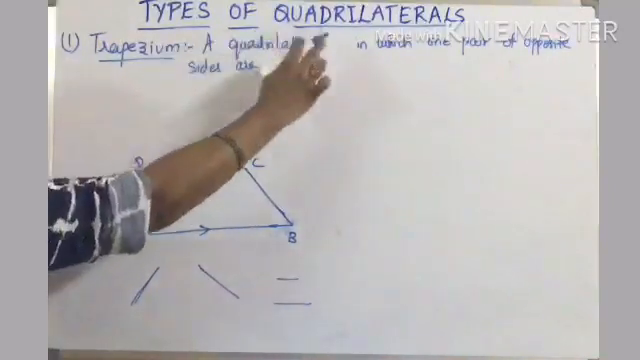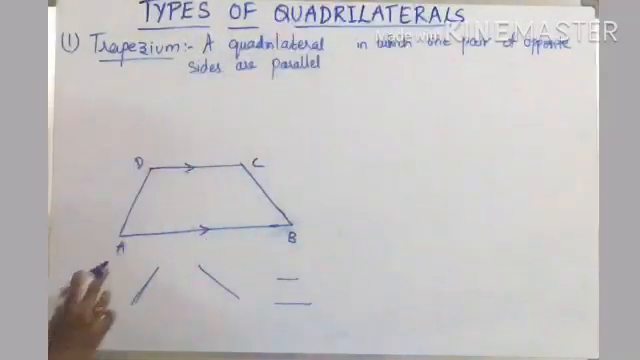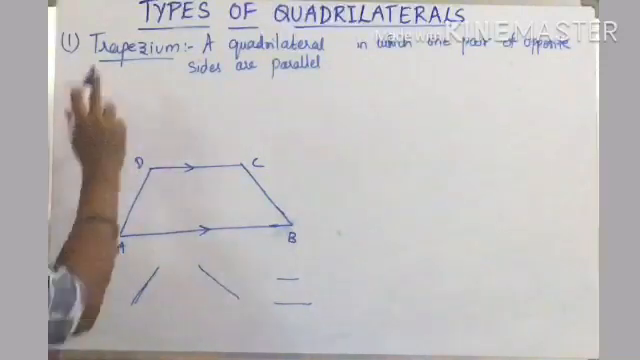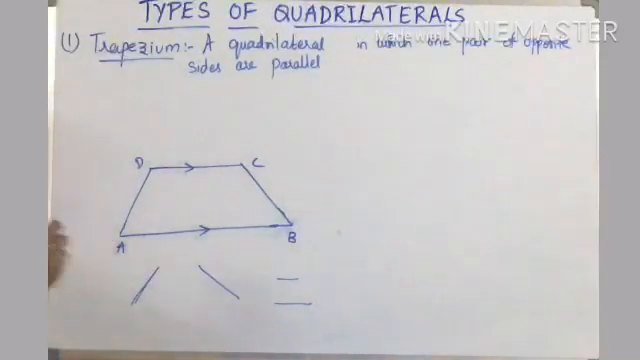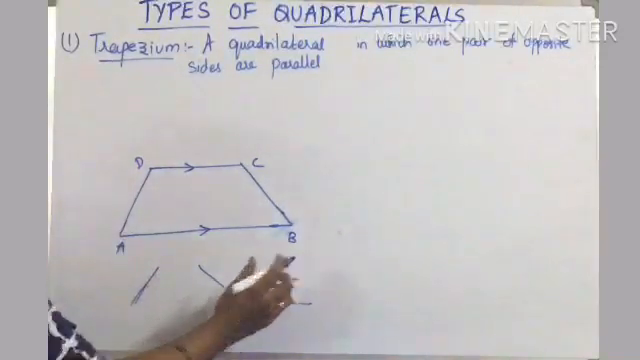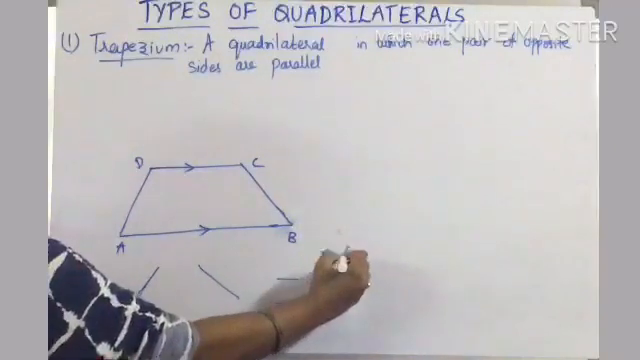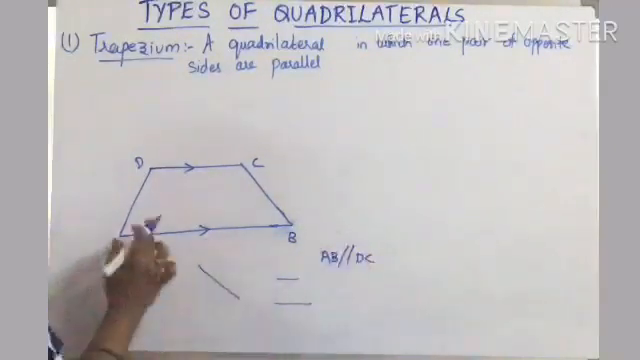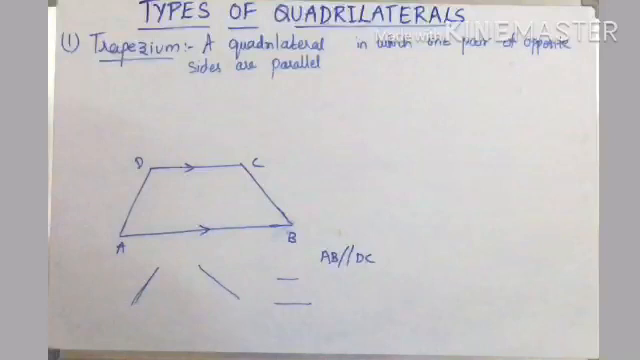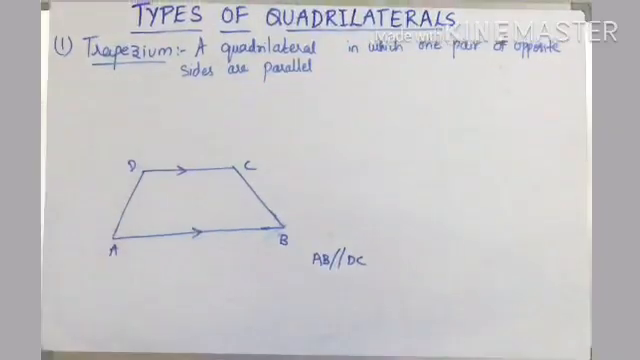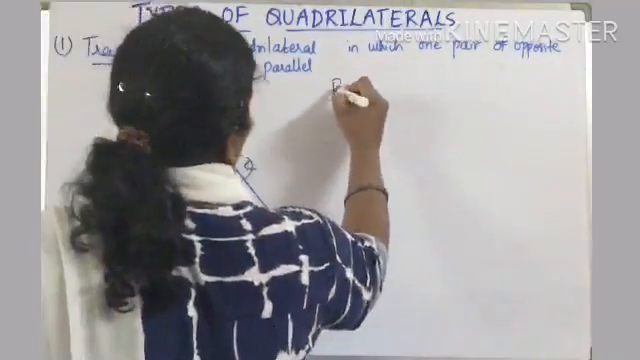So a quadrilateral in which only one pair of opposite sides is parallel, we call it a trapezium. In this figure, AB is parallel to DC and AD is not parallel to BC, right? And so we are having only one property.